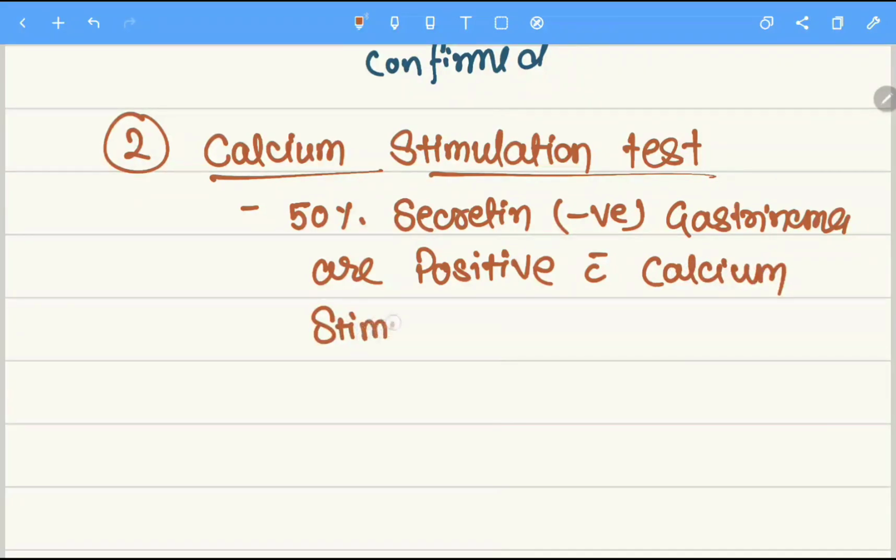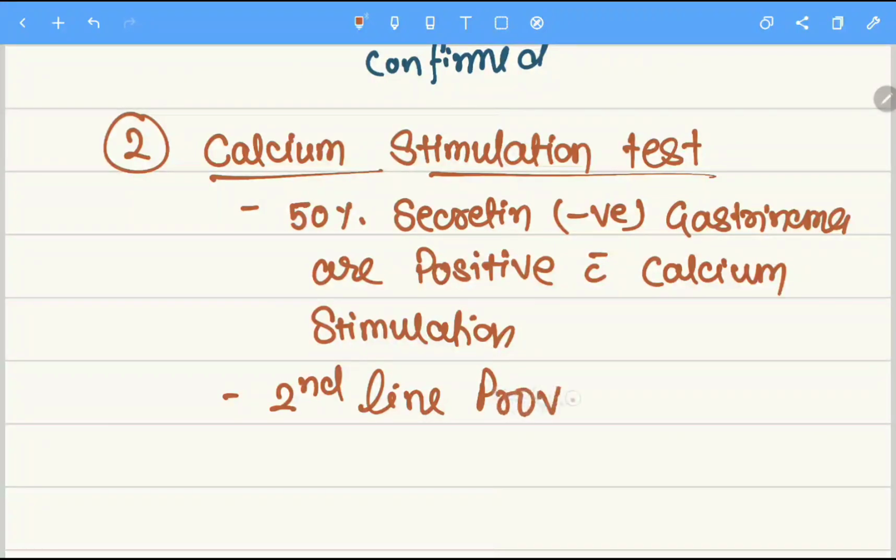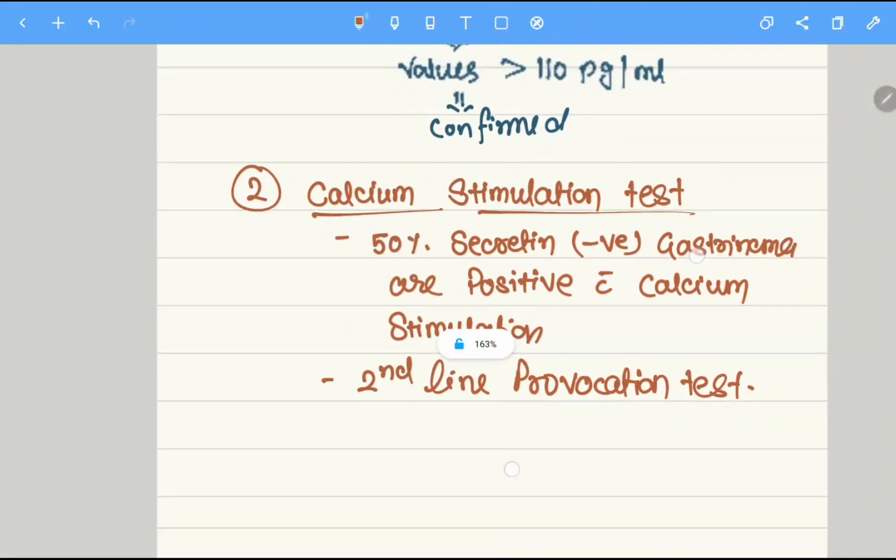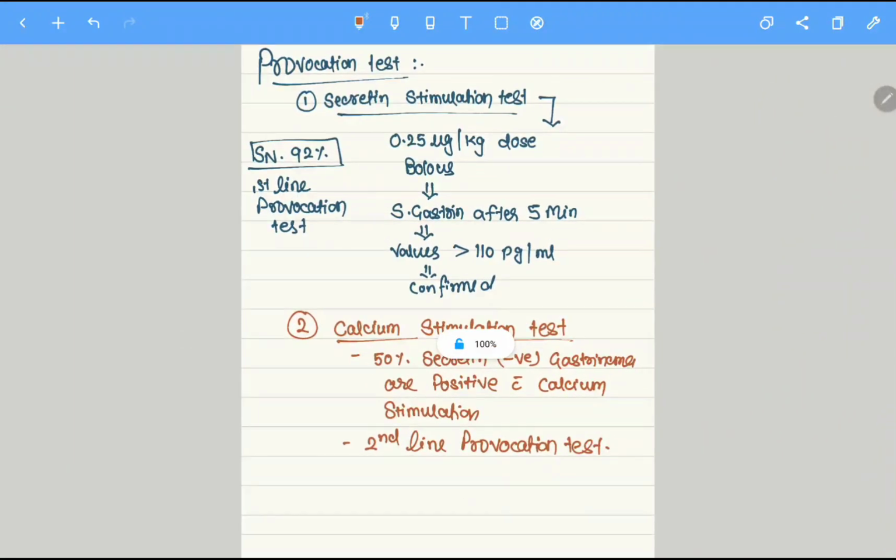Yes, this is a second line provocation test. You will not do this first. First, you will go with the secretin stimulation test. If it comes negative and you still highly suspect a gastrinoma, then you will do a calcium stimulation test. Yes, it's a second line provocation test. So this is all about the provocation test. By this, you confirm that this patient is suffering from a gastrinoma.